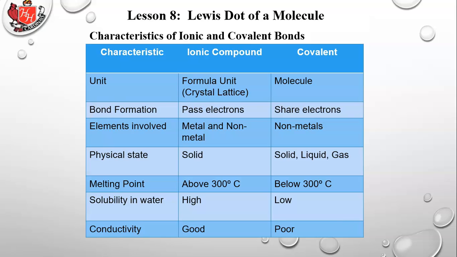The physical state. Ionic compounds are solids. It's very difficult to melt an ionic compound. It can be done, but once you do, it's just like putting salt in water. It breaks apart. Those ionic bonds break apart. The covalent bonds can either be solid, liquid, or gas. The most obvious example is a water molecule is a covalent bond. Solid water is called ice. Liquid water we just call water, and gaseous water we call water vapor or steam.